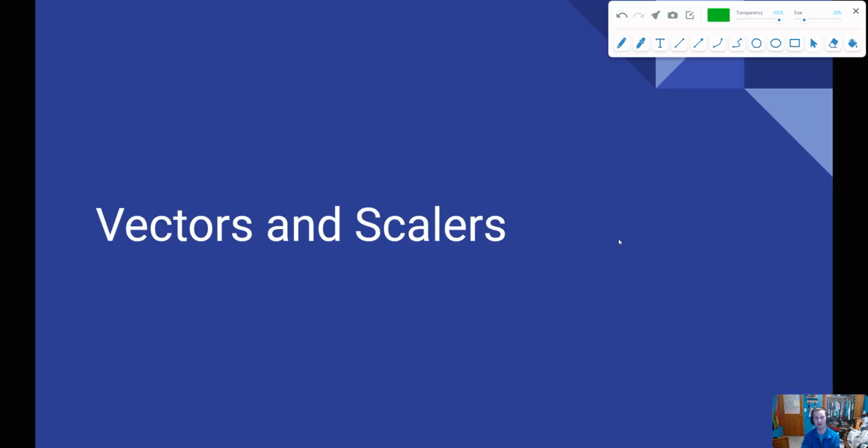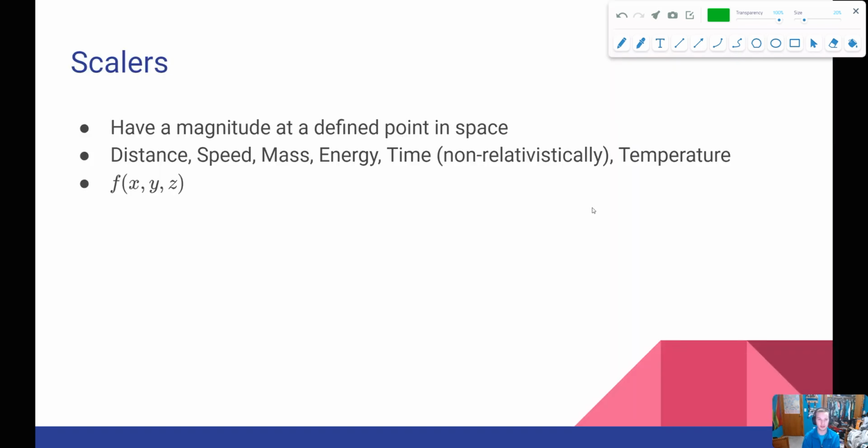So first off, we've got vectors and scalars. So scalars. The definition of a scalar is that it has a defined magnitude at a defined point in space. Okay. So examples of this are distance, speed, mass, energy, time in a non-relativistic sense. If you're not familiar with relativity, don't worry about it. Time is a scalar, and temperature. Okay. A common functional form is that you just have some function of x, y, and z, and that the magnitude of that function is the magnitude at each defined point in space, x, y, z.